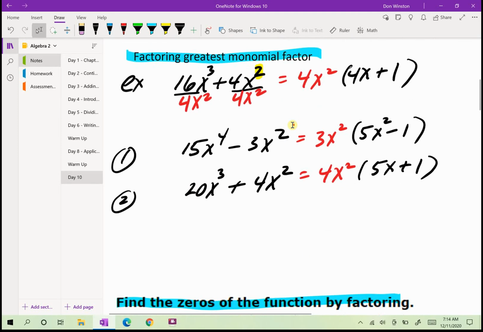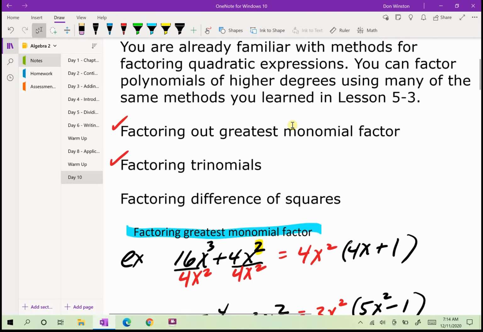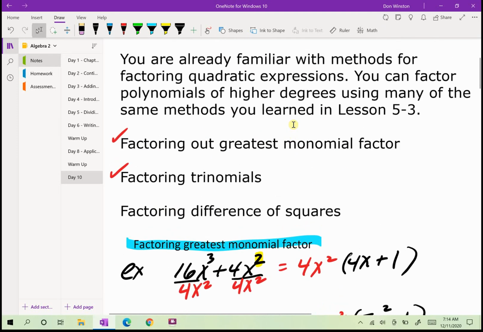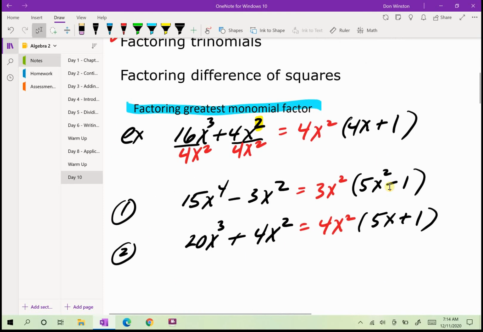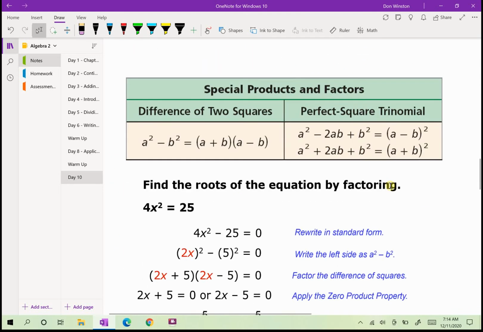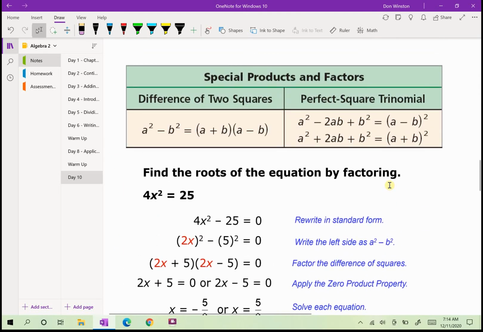So again, just a review: factoring out the greatest monomial factor, complete. Factoring trinomials. And then the last one to recall is factoring difference of squares. Remember, difference of squares: a squared minus b squared is equal to a plus b times a minus b.